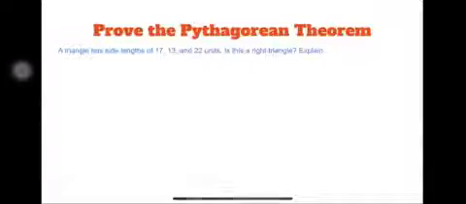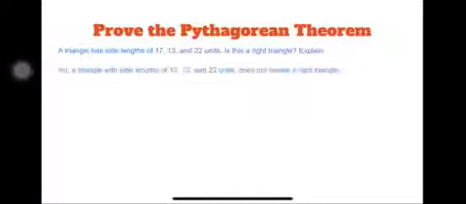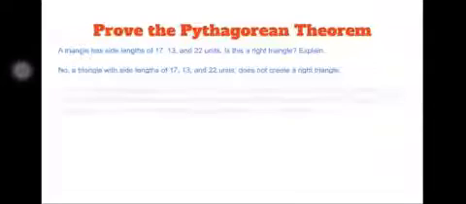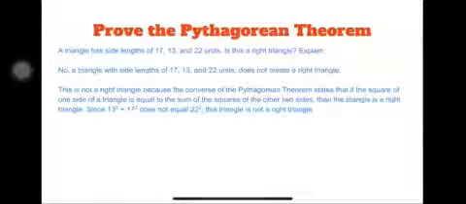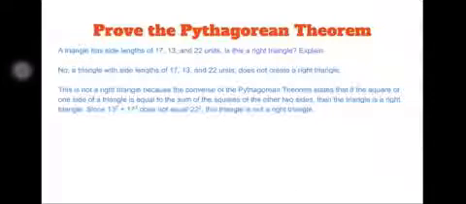So is this a right triangle? No. A triangle with side lengths 17, 13, and 22 units does not create a right triangle. This is not a right triangle because the converse of the Pythagorean theorem states that if the square of one side of a triangle is equal to the sum of the squares of the other two sides, then the triangle is a right triangle. Since 13 squared plus 17 squared does not equal 22 squared, the triangle is not a right triangle.